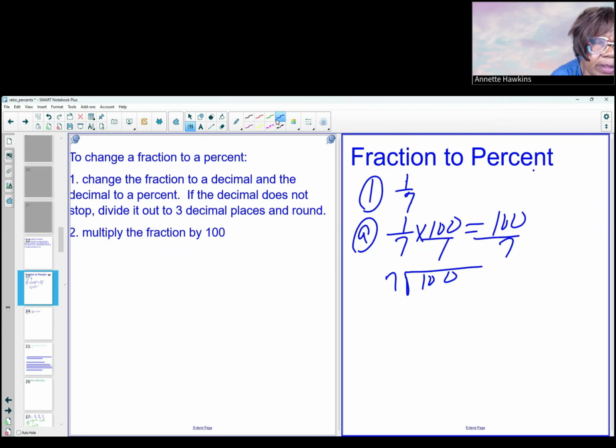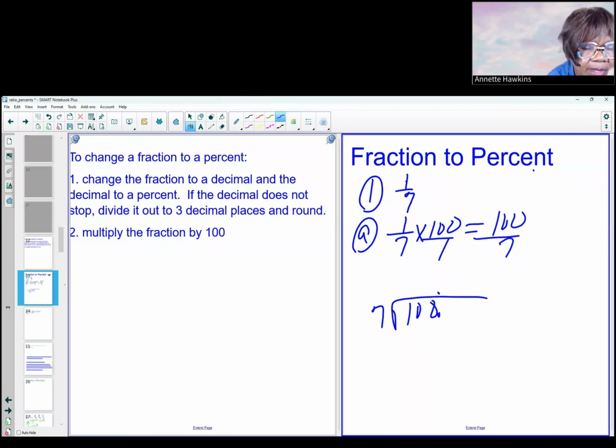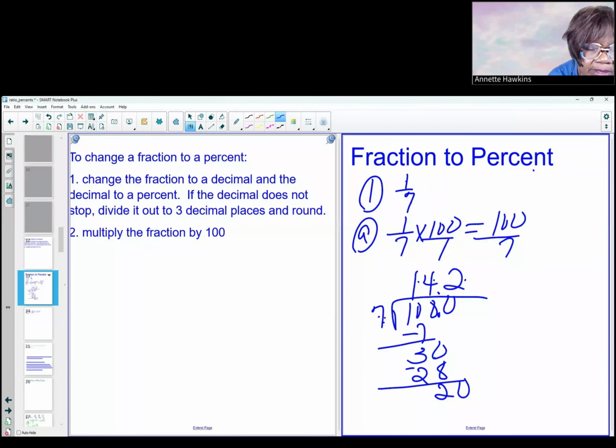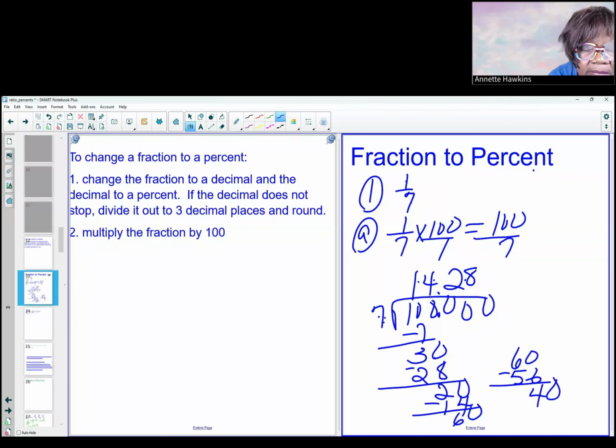All right, so 7 to go, and let me move it down a little bit. So 7 into 100, put my decimal, bring that up. 7 will divide 10 one time, 7 times 1 is 7, subtract, 30. 7 to go into 30 4 times, 7 times 4 is 28. Subtract, 2 and a 0 is 20. 7 to go into 20, 2 times, 7 times 2 is 14, subtract, 6. 7 to go into 60, 8 times, 7 times 8 is 56. Subtract, we get 4 and a 0 is 40. 7 to go into 40, 5 times.